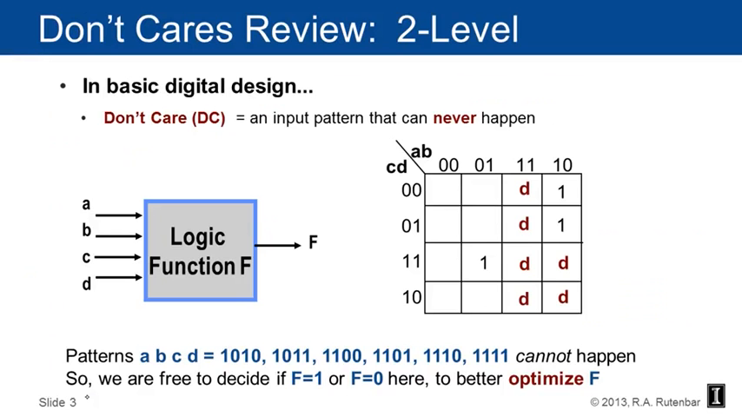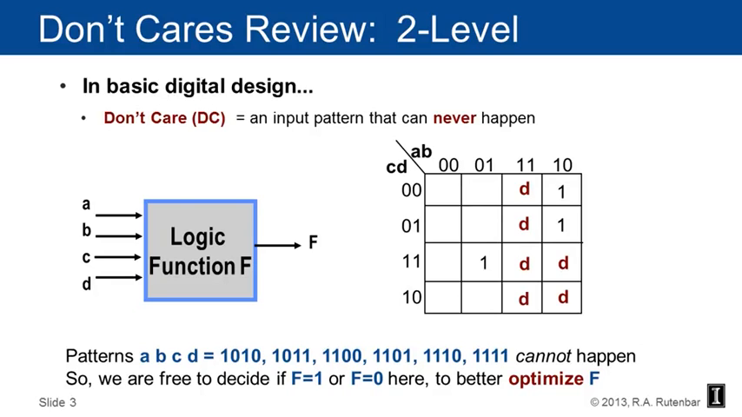So let's just review a little bit about don't cares first. In basic digital design, you probably learned this about don't cares. And what we said was that a don't care was an input pattern that can never happen. So I've got a little logic function here, a little gray box. F has inputs A, B, C, D, and I've got a Karnaugh map shown on the right-hand side. 2 by 2, AB on the horizontal axis, CD on the vertical axis. This Karnaugh map has ones in the ABCD 1000, 1001, and 0111 squares. But it's also got a bunch of D's in it, and the D's are don't cares.